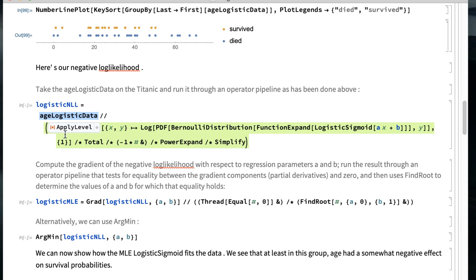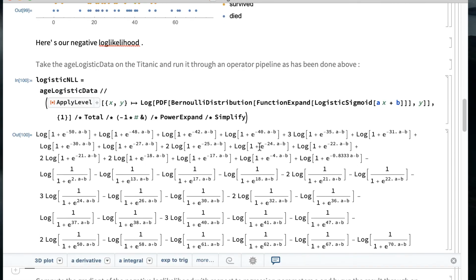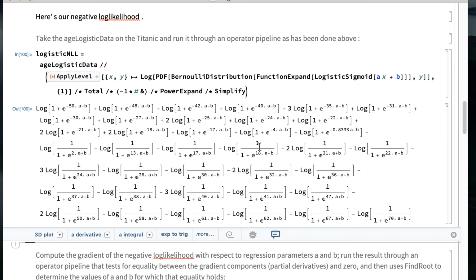Here's our data. We're going to apply it to all of our data. As before, we're then going to take the total of these log likelihoods. We're interested in the negative log likelihood, so we multiply by -1, and we use power, expand, and simplify to make the algebra that we're going to do a little easier. And there we go. Okay, so we've got an icky expression in A and B, but that's it. We've just got a lot of A's and B's.